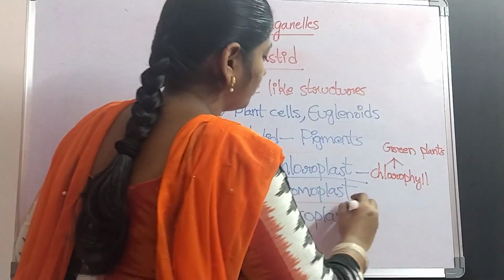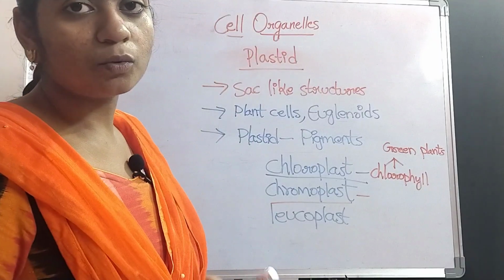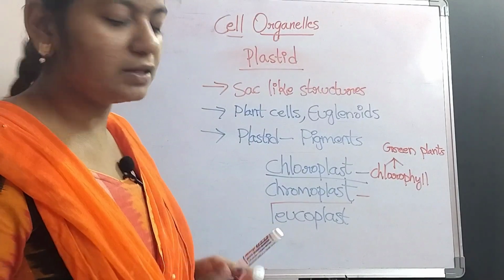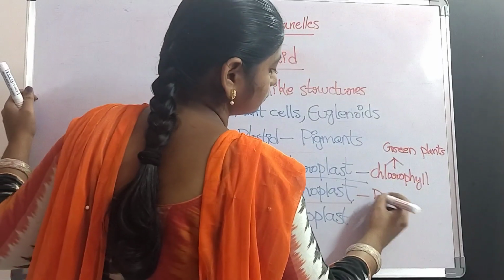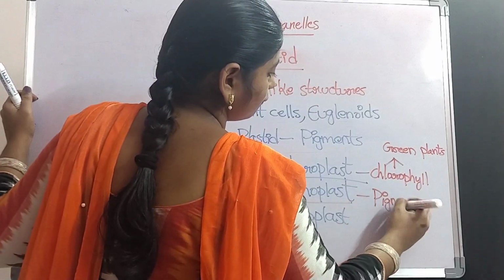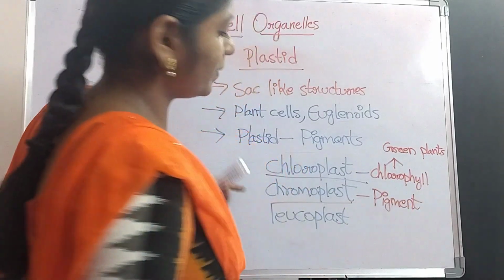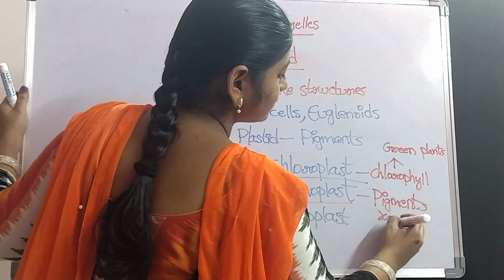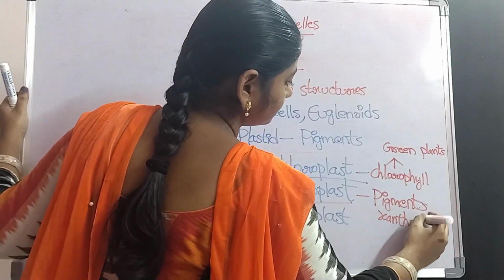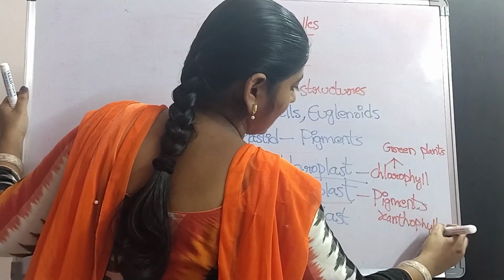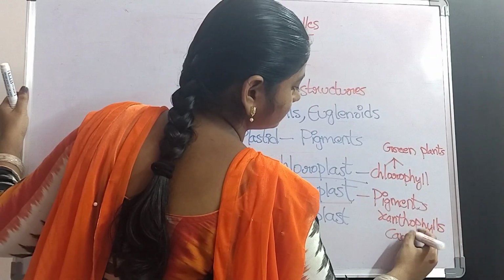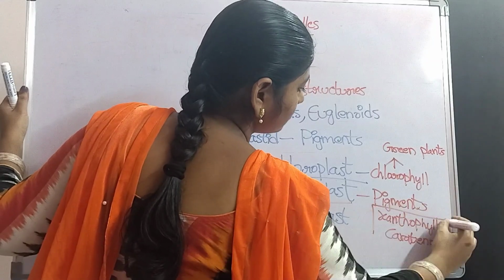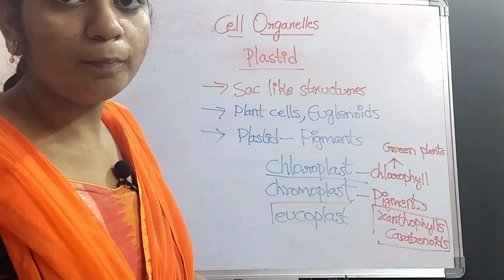And coming to the chromoplast. Chromo means, what is the meaning of chromo? They contain other types of pigments. The pigments which are present in the chromoplast are xanthophylls and carotenoids. So these are the pigments which are observed in the chromoplast.